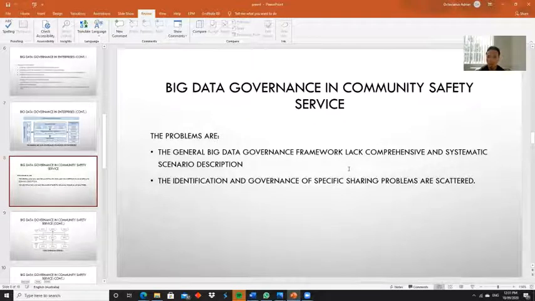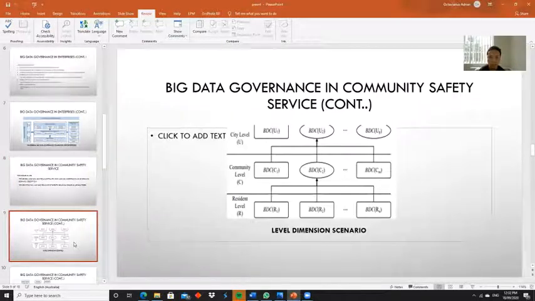We come to the third case study in community safety service. The problem is that the big data governance framework lacks comprehensive and systematic scenario description. Also, the integration and governance of specific sharing problems are scattered. The solution is also a framework.